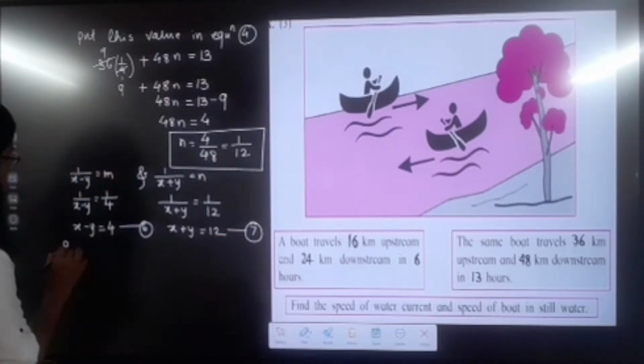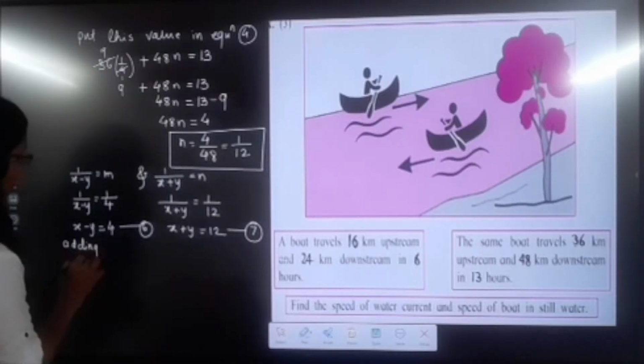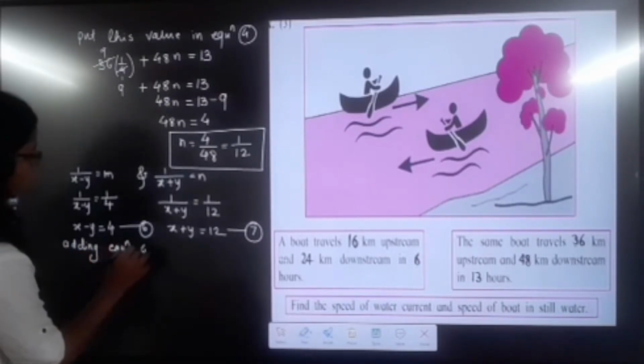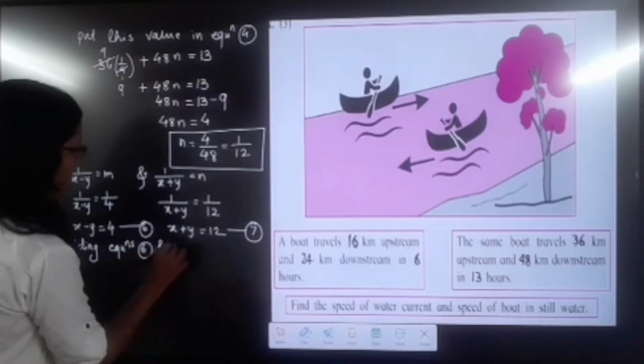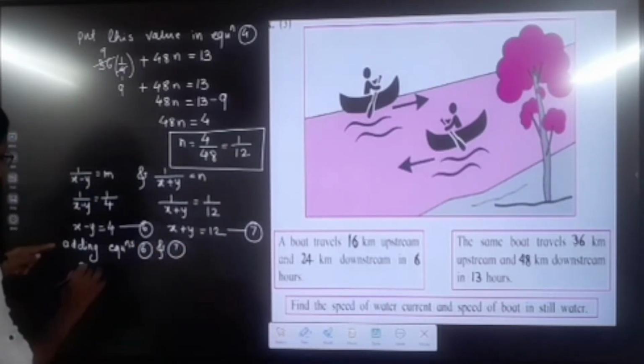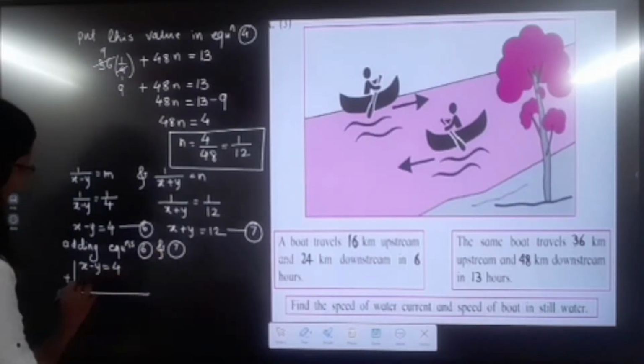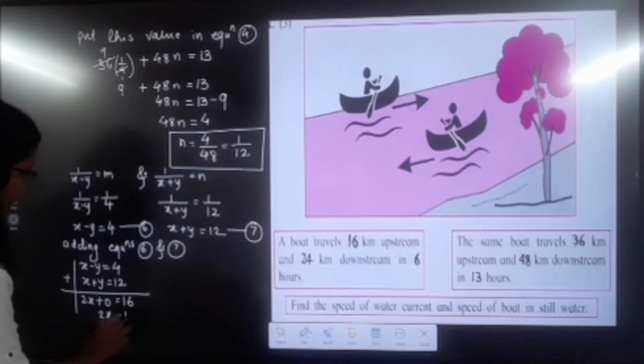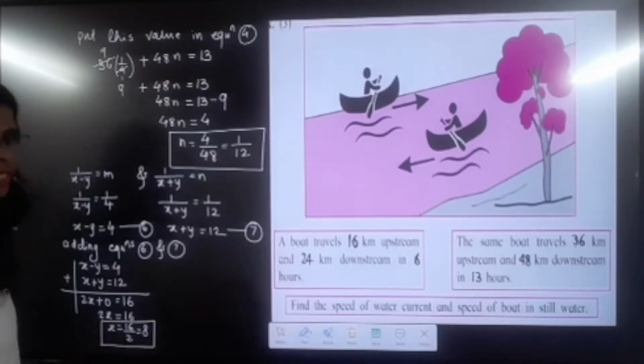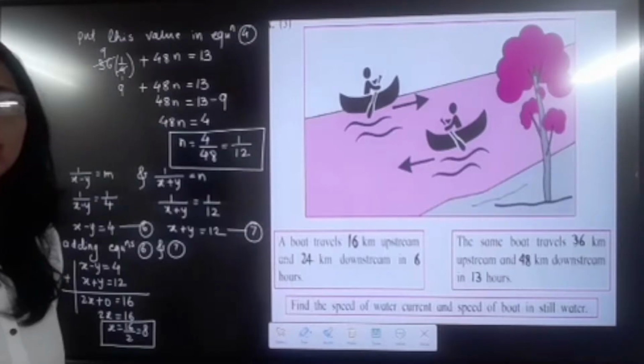And then I'm adding equation 6 and 7, students. x minus y is equal to 4 plus x plus y is equal to 12. So 2x plus 0 is equal to 16. So 2x is equal to 16. So students, x is equal to 16 upon 2, which is equal to 8. Okay students, that is x is equal to 8.